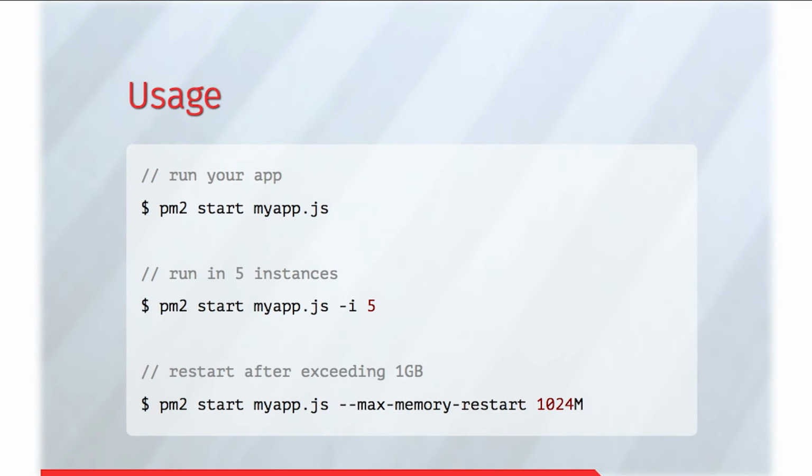Now, usage is pretty simple. PM2 start the application. Cool. If I want to have the application running in 5 instances, flag -i, number 5, done. No changes required in my application. If I want to have my application restarted after it exceeds some kind of memory limit, just add max-memory-restart and the value here.